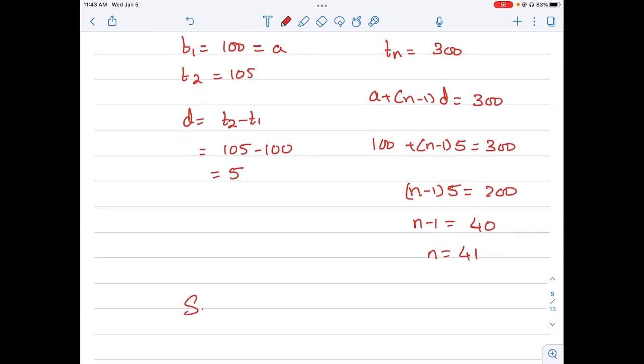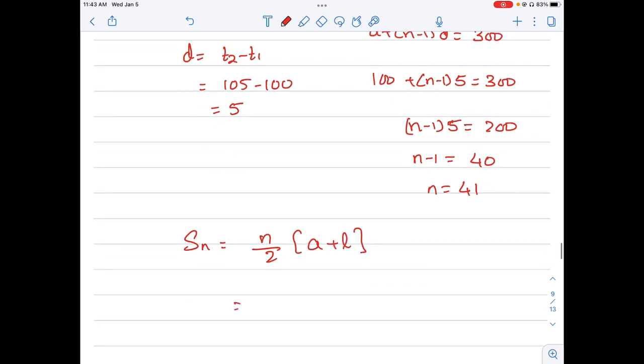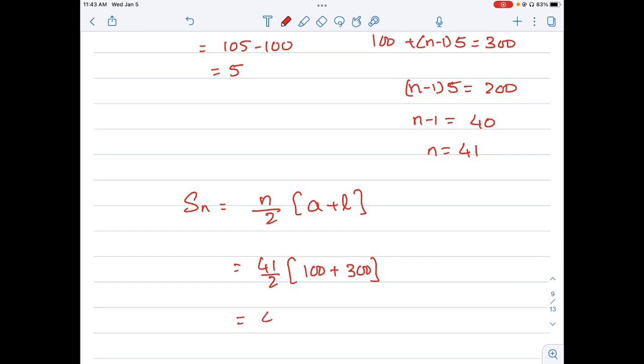So now I have to find Sn. Sn is n/2 times (first term plus last term). This is the easiest formula. So 41/2 times, first term is 100, the last term is 300. So simplify that one. 41/2 times 400. So it becomes 8200.